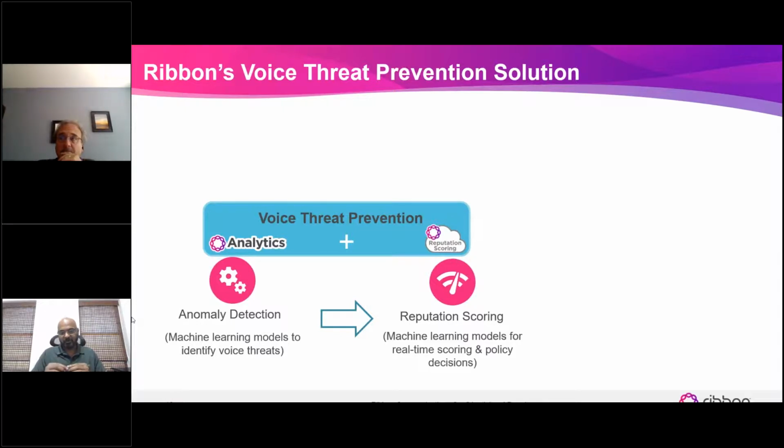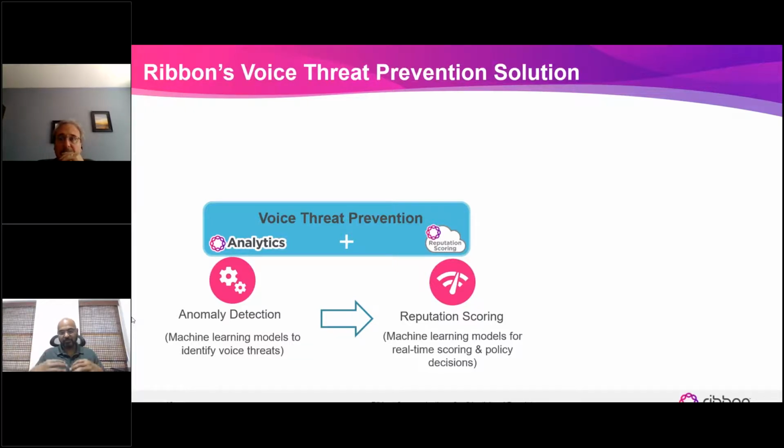This is a SaaS product that runs in the cloud. While analytics runs on-prem inside the enterprise, reputation scoring runs in the cloud, which is a Ribbon managed service. So together, analytics, which looks at the on-prem behaviors, provides anomaly detection on-prem. Reputation scoring, which I'll cover in the next few slides, runs in the cloud as a Ribbon managed service, which will also get global data.